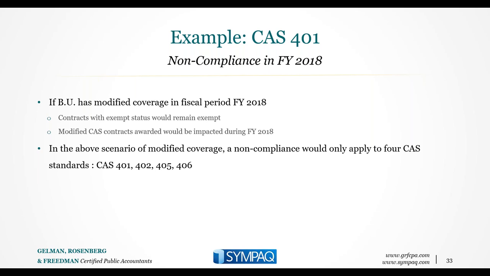Okay, so you have to be consistent in estimating, accumulating, reporting costs. So in one respect, you can't estimate in greater detail than you're obviously recording because there's no way for the government to check that. So if a business unit has modified CAS coverage in fiscal year 2018, exempt contracts are exempt, but modified contracts would be impacted in that particular situation, because those four CAS standards are impacted. So again, it depends upon if there's a CAS non-compliance, whether you're just totally exempt, whether you have modified, whether you have full CAS coverage. You can see there really has to be an analysis of this. And then after all that, if it's immaterial, DCA will nicely just put you on notice, which is nice. I mean, there's nothing else they can do at this point.